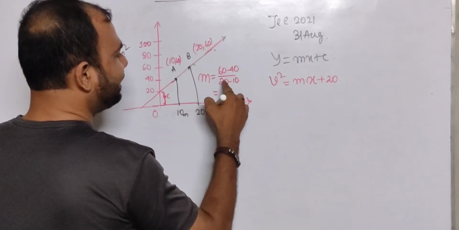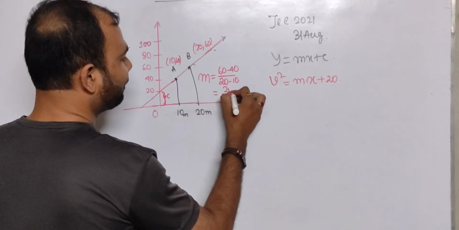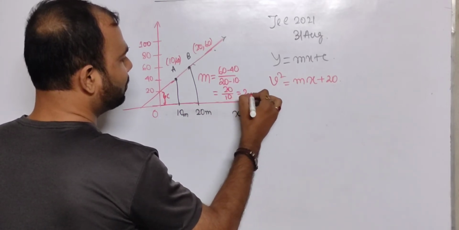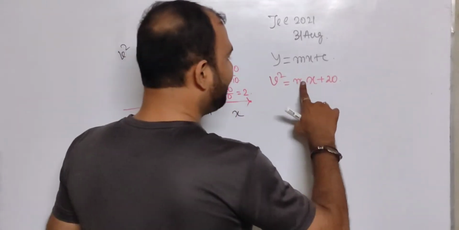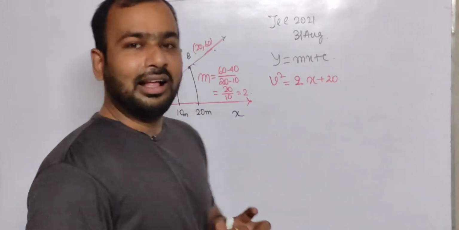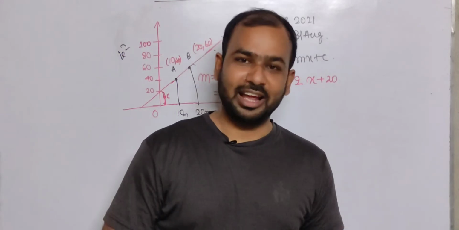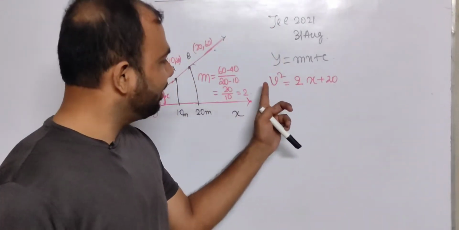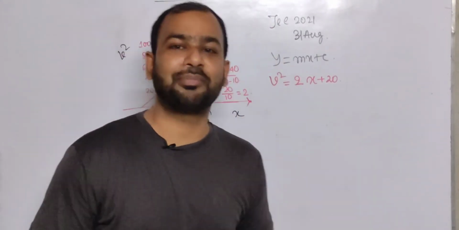It is 20 divided by 10, equal to 2. We simply put the value of m over here, 2. How to find the acceleration from m? Very easy. Differentiating the equation with respect to x.